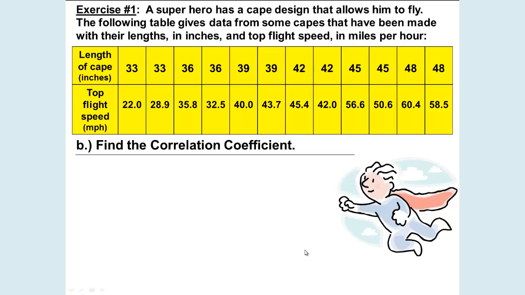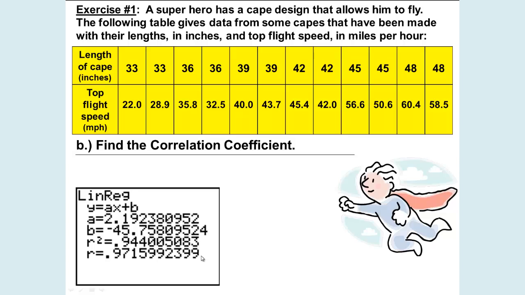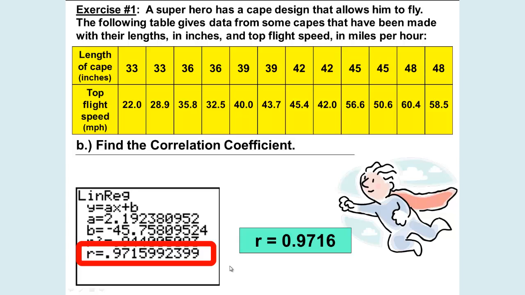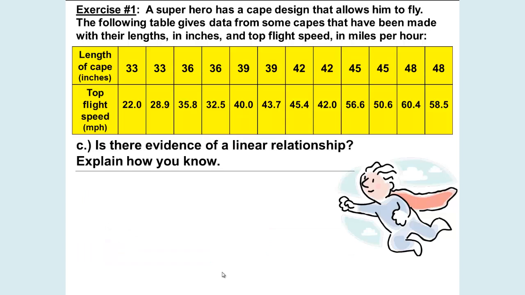B is to find the correlation coefficient. If you do the linear regression equation and pull up your screen, you should get a screenshot similar to what I have on the screen here. Notice with your diagnostics on, you get the R and the R squared. That gives us a correlation coefficient of R equals 0.9716.